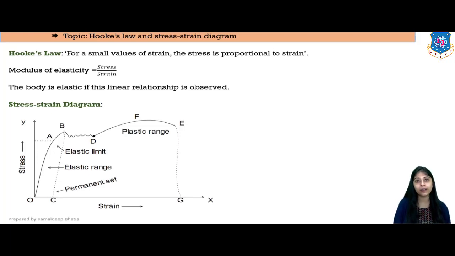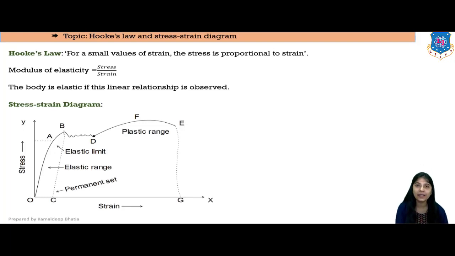Thus, a material in the form of a bar or wire recovers its original condition on the removal of the stress if it is below its elastic limit. If the elastic limit is crossed, it will fail to recover its original condition and will acquire a condition known as permanent set. So this is all about Hooke's law. Now we will look into the stress strain diagram.